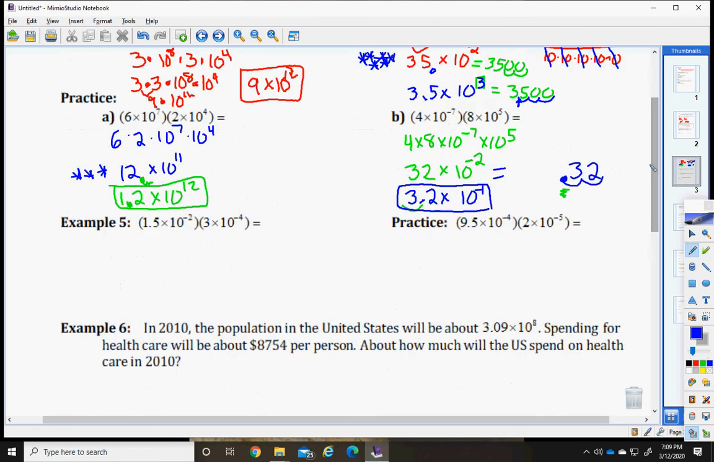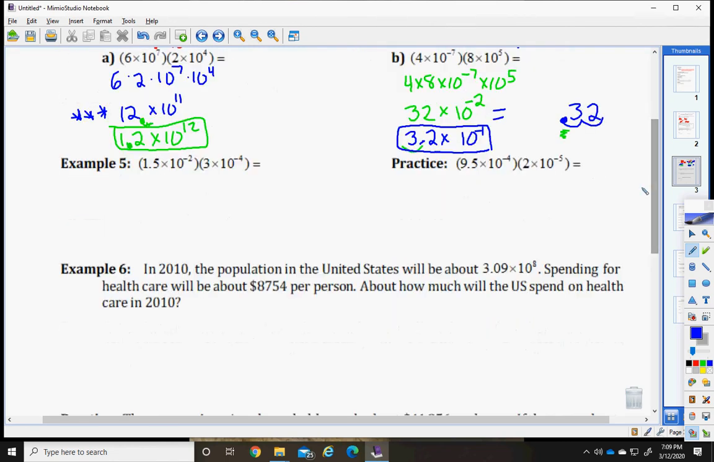We could even do word problems with scientific notation. In 2010, the population in the United States will be about 3.09 times 10 to the 8th power. Spending for healthcare will be about $8,754 per person. That's important. That's how much we pay for each person. And this number here was the number of people.